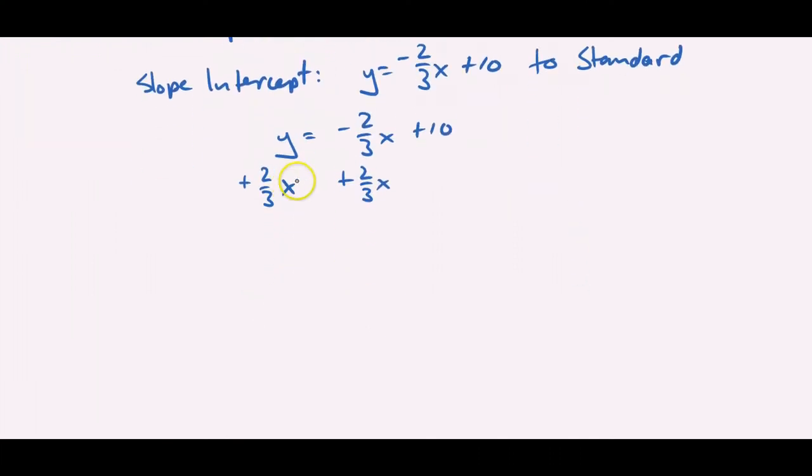On the left-hand side, they're not like terms, so I will just write it out as 2/3 x plus y. And on the right-hand side, negative 2/3 x and positive 2/3 x will zero out. We're just left with a positive 10. So my x and y are on the same side, my constant is on the other. The other thing that we like, besides the first term being positive, which it is in this case, is that generally we don't like to have fractions.